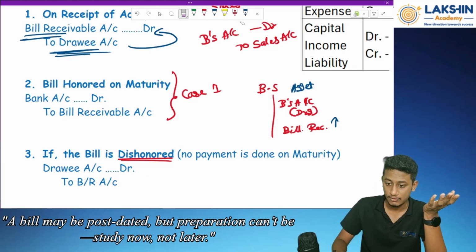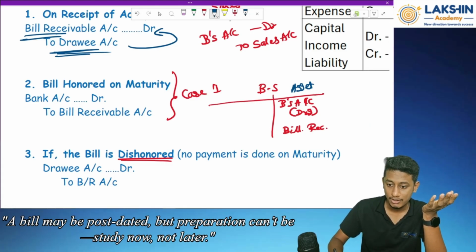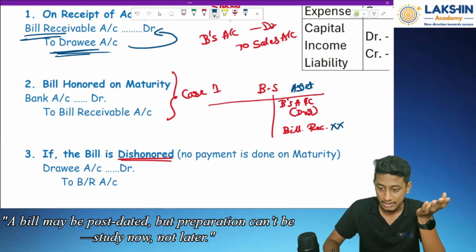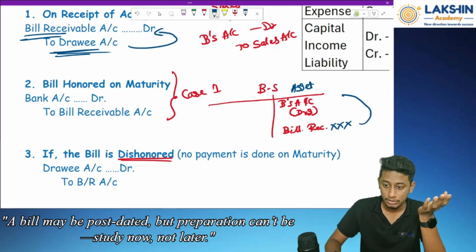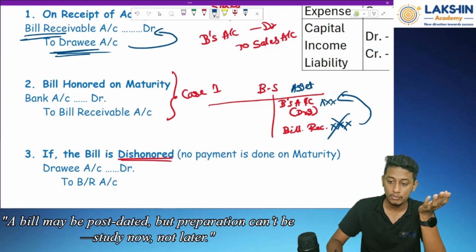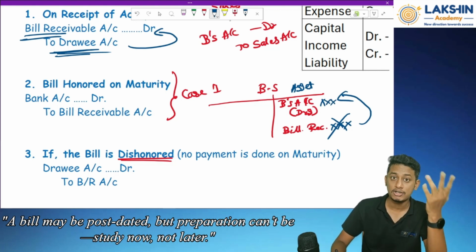So here again, if you have a look at the balance sheet, what am I doing? I am transferring whatever balance was there in bills receivable to my debtors account again. So I am cancelling this off and writing the amount over here. Again my balance sheet will tally. Now I am transferring it over there because the bill is not valid.